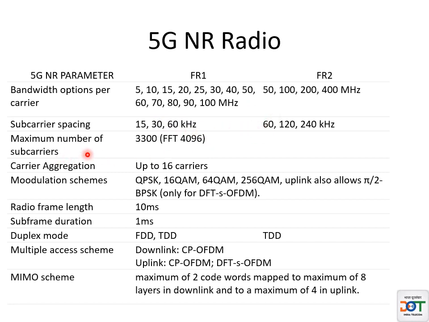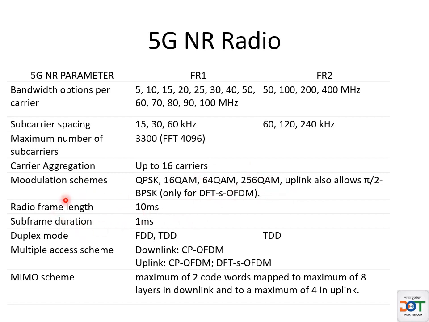The maximum number of subcarriers you can have is 3300 with FFT 4096. Carrier aggregation of up to 16 carriers is possible. If you calculate, suppose you have 400 megahertz bandwidth in FR2 and 16 carriers in FR2 itself, 16 times 400 megahertz becomes 6.4 gigahertz. So your effective bandwidth can theoretically go up to 6.4 gigahertz in 5G new radio. The modulation schemes are similar or the same: QPSK, BPSK and QAM, used for both uplink and downlink.